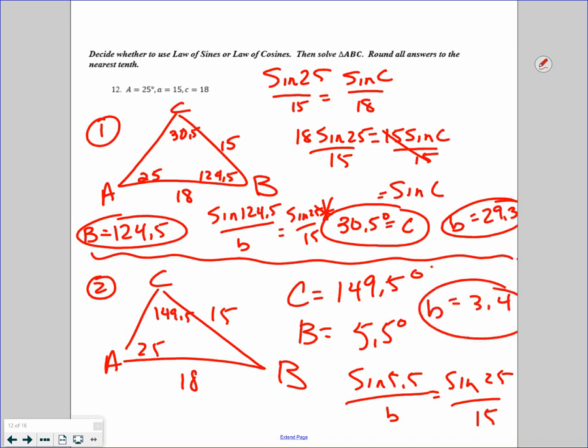So this is by far the hardest one that we'll actually be doing today, okay, in which you'll have two cases. When will you have two cases? When you have an angle that's acute and the side opposite that is smaller than the side adjacent.